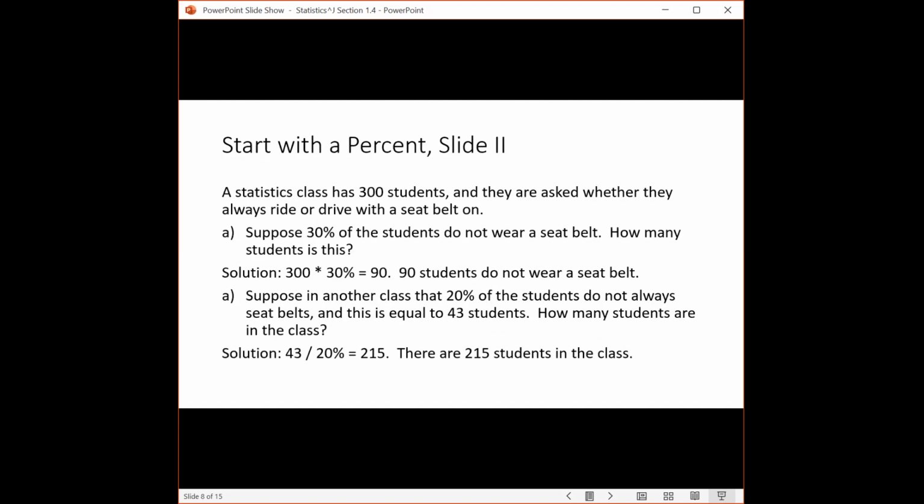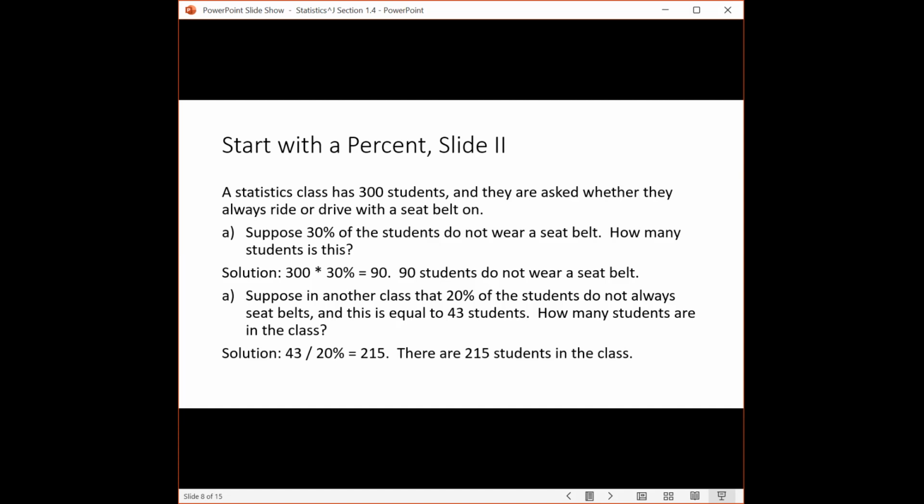Let's use that to do a problem. A statistics class has 300 students, and they are asked whether they always ride or drive with a seatbelt on. Suppose 30% of the students do not wear a seatbelt. How many students would this be out of 300 students? To find the frequency given the total and the percent, you multiply the total by the percent. So 300 times 30% is 90. So 90 students do not wear their seatbelt.